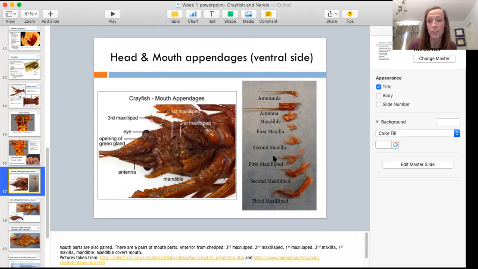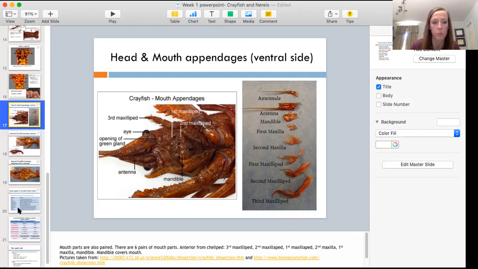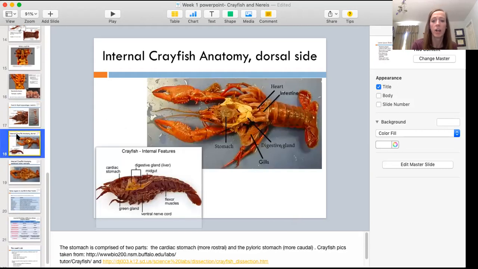Okay, so we're going to have you take each of those off in that order, working from the third maxilliped, which is the outermost, most caudally attached one, to the mandible, which is just on top of the mouth, and it'll be harder. So you'll definitely be able to recognize that one. So you're going to remove the appendages on one side, and then start to look at the internal anatomy of the crayfish.